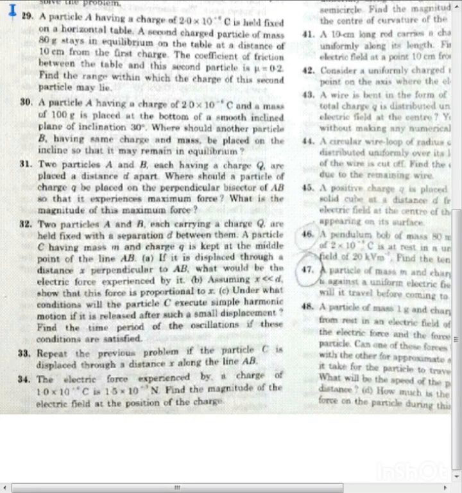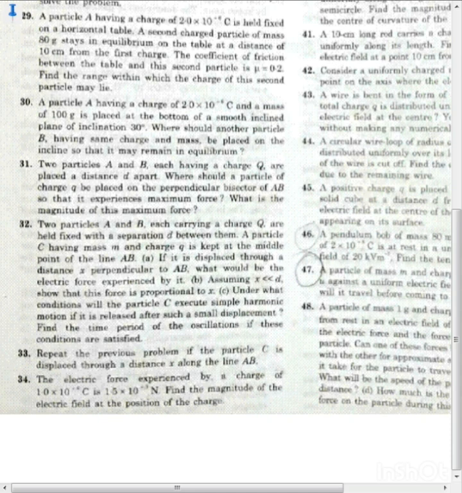Now in the 33rd question, what it asks is that we need to refer to the previous problem, with the same conditions, but the only thing is that the particle C that was in the middle will now be displaced not along the perpendicular bisector, but along the line AB, and obviously the displacement will be small. We'll have to obtain the conditions under which it will be executing a simple harmonic motion. And also we need to obtain the time period for any small displacement.